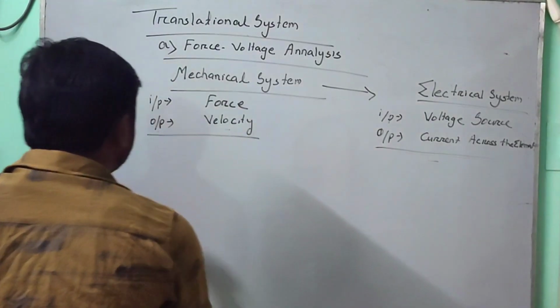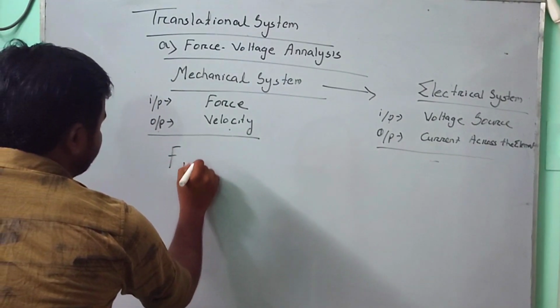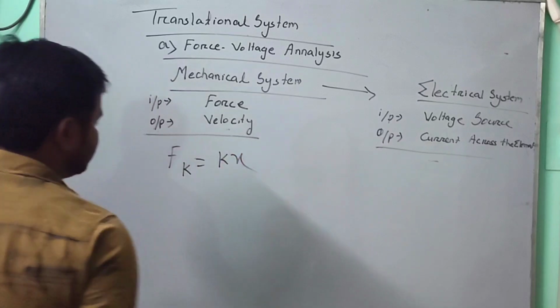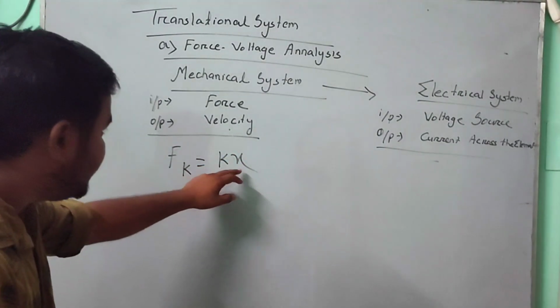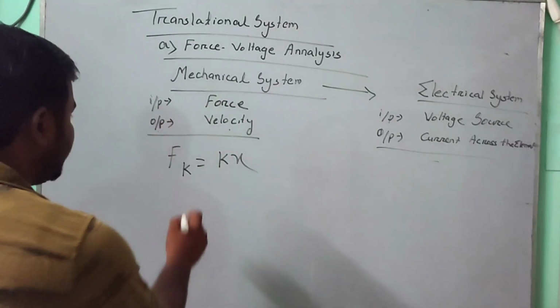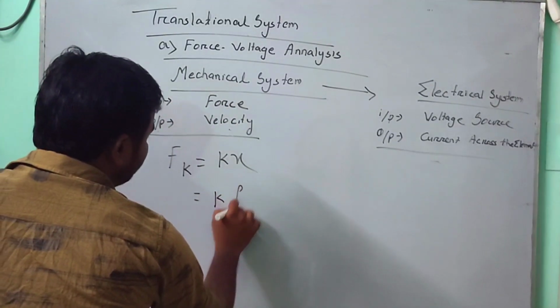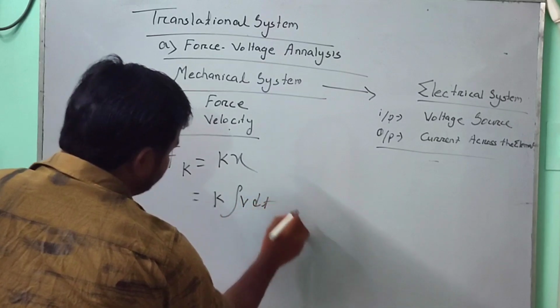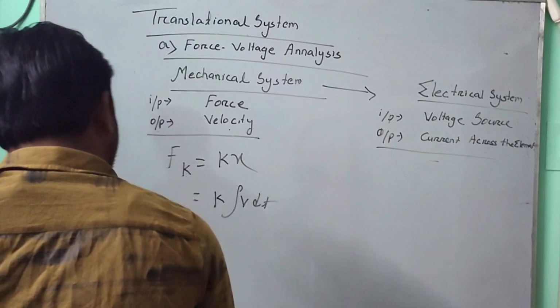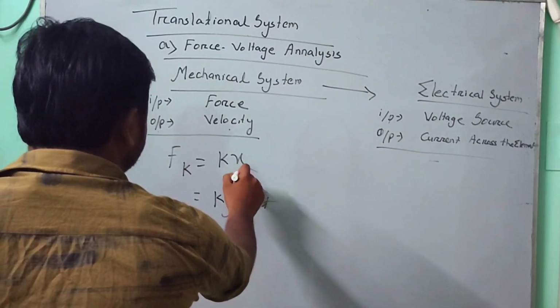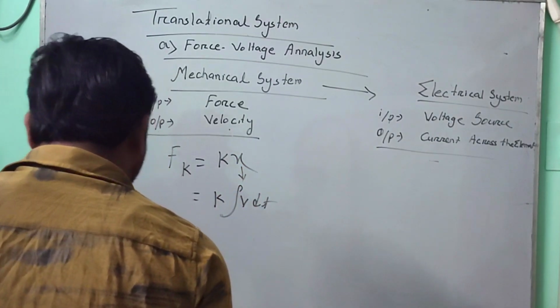We know that the force due to spring, F of k, is equal to k into x. If x is converted into velocity, we get k into the integration of v dt, because the relation between displacement and velocity is x is equal to the integration of v dt.